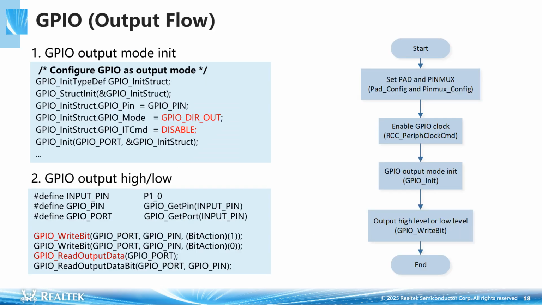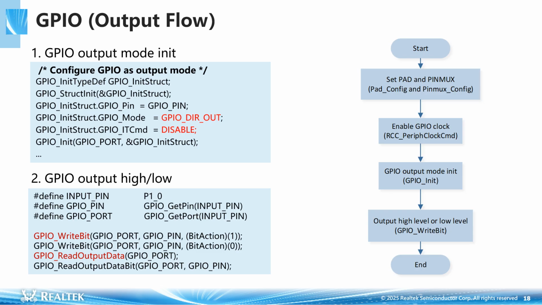The configuration process for GPIO output mode is as follows. Step 1. Configure the pad and PINMUX. Step 2. Enable the GPIO clock. Step 3. Fill the required GPIO output parameters into the GPIO initialization structure. Step 4. Use GPIO control functions.